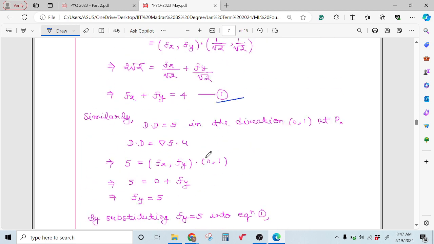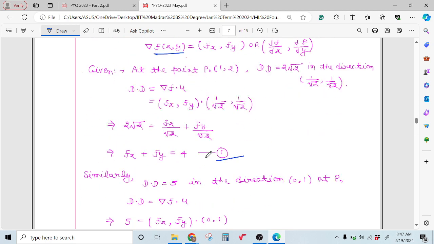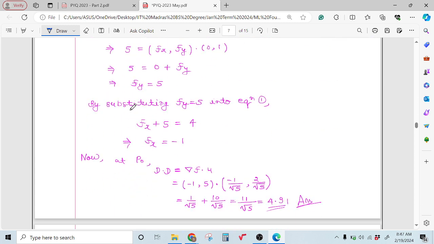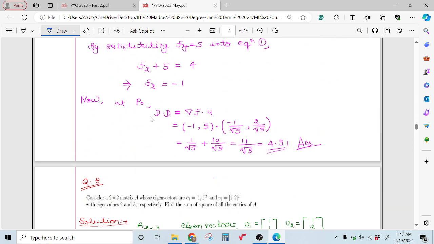And finally, we have to find, at p0, at the same point, the directional derivative. So at the same point, the directional derivative is del f dot product with the unit vector, and the unit vector is (minus 1 by root 5, 2 by root 5). This is again a unit vector.